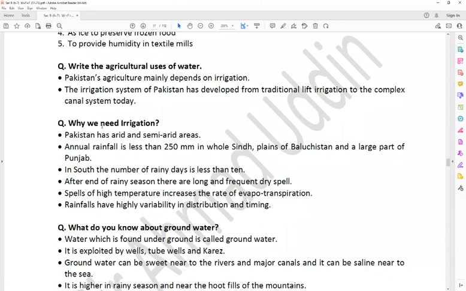Here is the question: why do we need irrigation? Irrigation means an artificial way to supply water to the crops. One reason is simple. Pakistan is arid and semi-arid, meaning Pakistan has less rainfall and the number of rainy days is also less. So what do we do? We have to provide water to our crops to grow them.